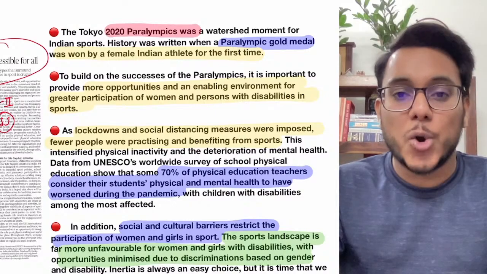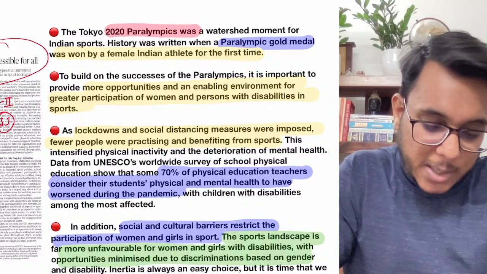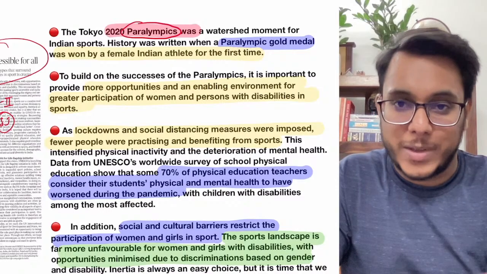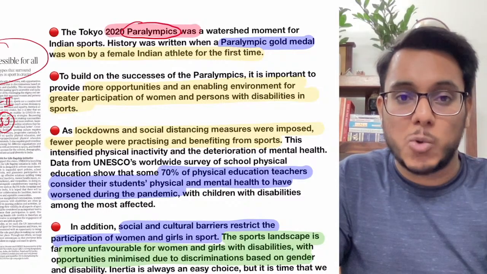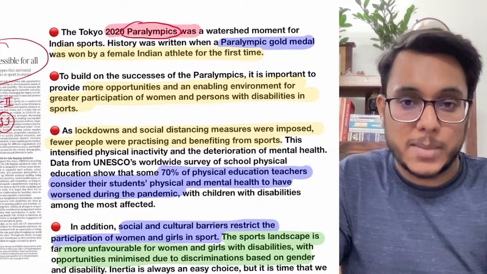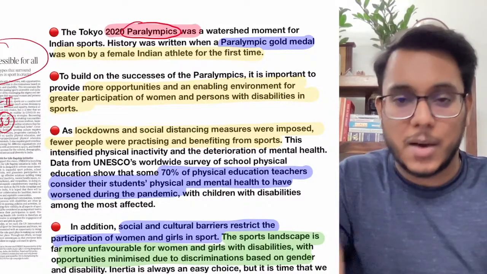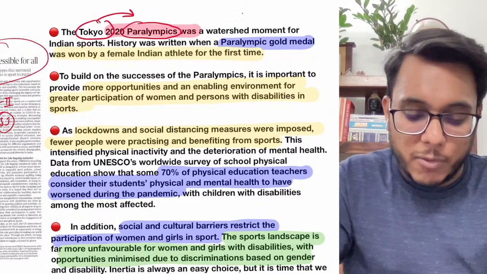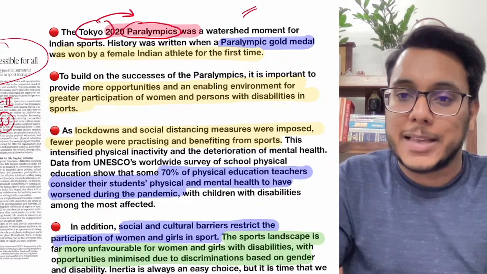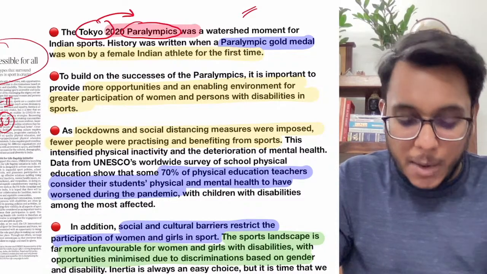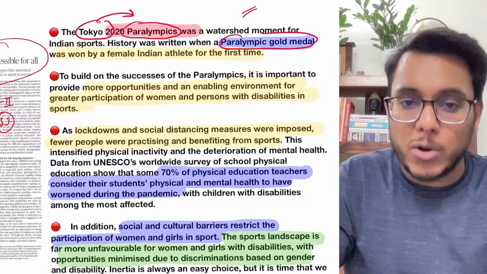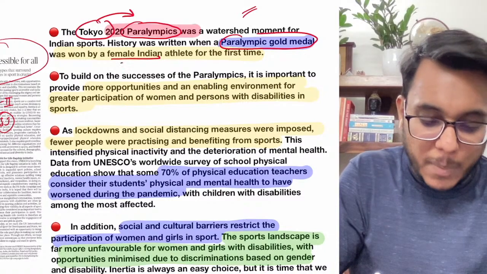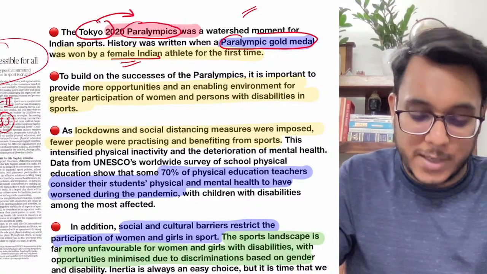Okay, the Tokyo 2020 Paralympics. Now guys, the Paralympics is the sporting event in which people who have some bodily limitations, the disabled, participate. Now the Tokyo 2020 Paralympics was a watershed moment. What happened? History was written when a Paralympic gold medal was won by an Indian female athlete. Fine, won by an Indian female athlete for the first time.